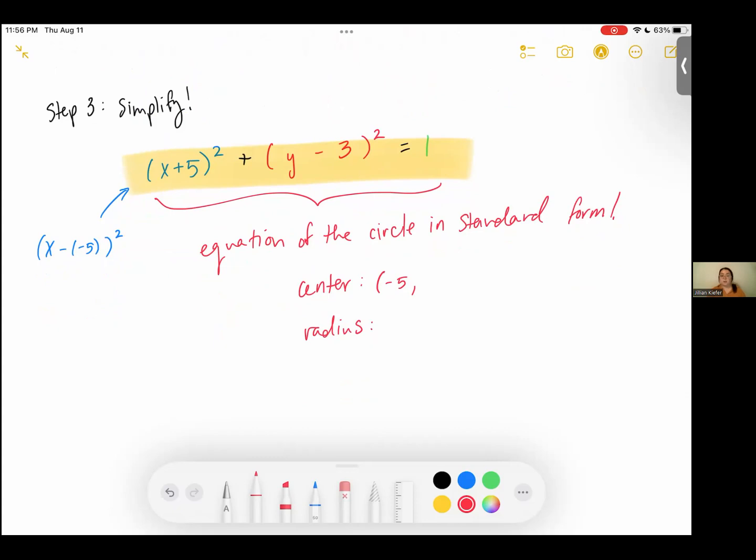Then we have y minus 3, y minus k. So k is obviously 3. So our center is at -5, 3.